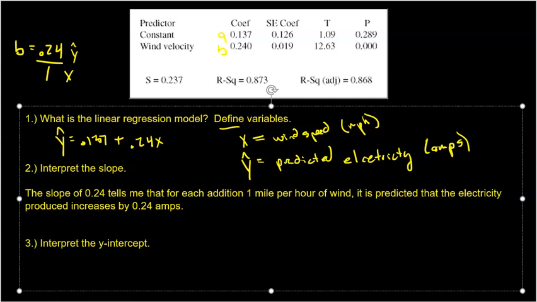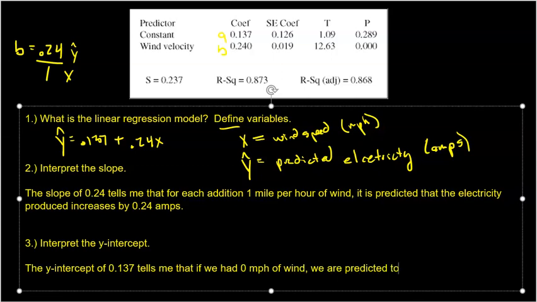So we would say the y-intercept of 0.137 tells me that, oh, another typo, I'm bad at typing, tells me that if we had 0 miles per hour of wind, we are predicted to still get 0.137 amps of electricity.